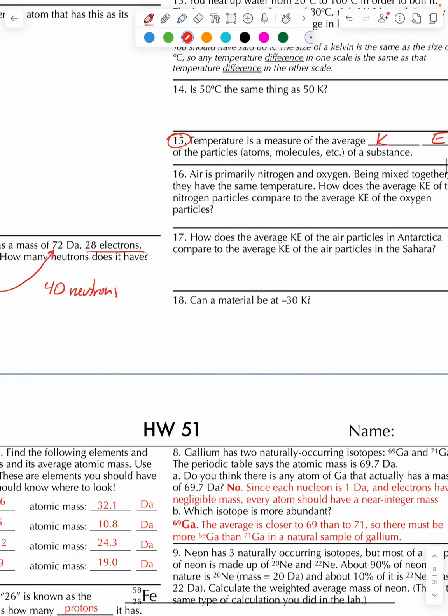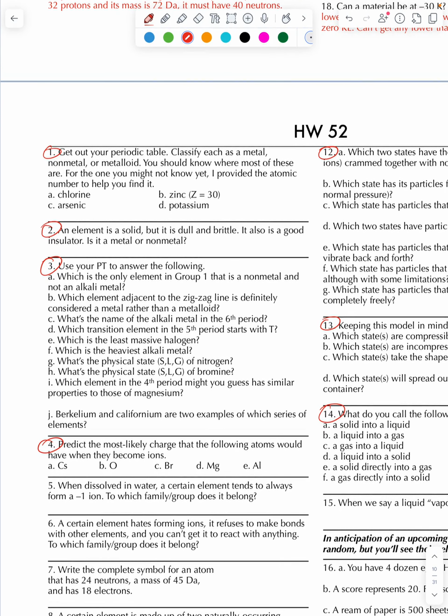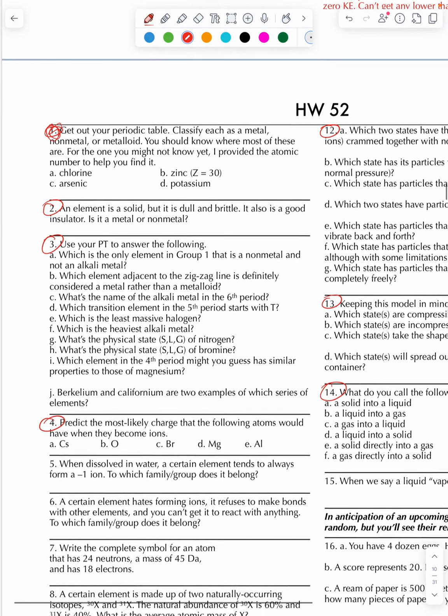All right, let's move on to 52. I covered this, so I won't go back up the periodic table, but know which of those things are metals or nonmetals or metalloids based on their position. But do know something like number 2. If an element is a solid, it's dull and brittle, and it's a good insulator, not a conductor. That sounds like what? A nonmetal. So know that. Use your periodic table to answer the following.